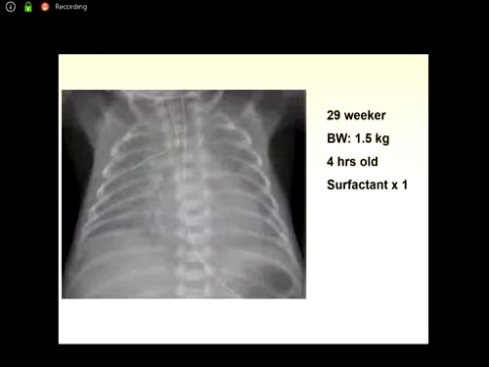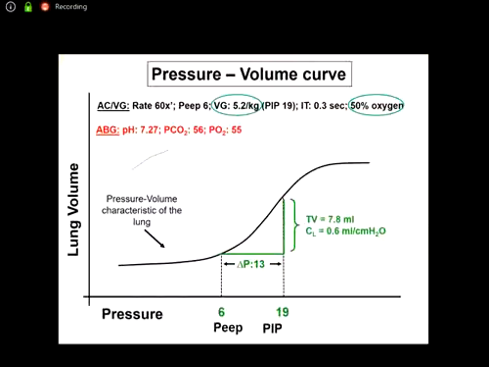Another example, we have a 29-weeker, 1.5 kilo. This baby is 4 hours old. You give him surfactant times 1. But as you can see on that X-ray, those lungs look very awful. So this baby has not responded well to surfactant. Okay, so you have this baby on AC/VG, rate of 60, PEEP 6.